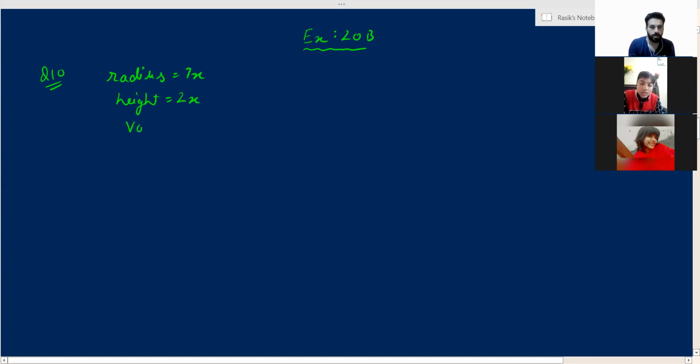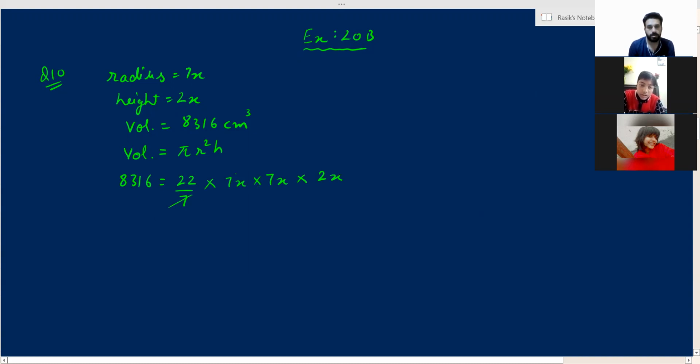Volume of the cylinder is given 8316 centimeter cube. Now we can find the radius and height using this. We know that volume of cylinder is pi r square h. So volume is given 8316, value of pi 22 upon 7, radius 7x into 7x, height is 2x.